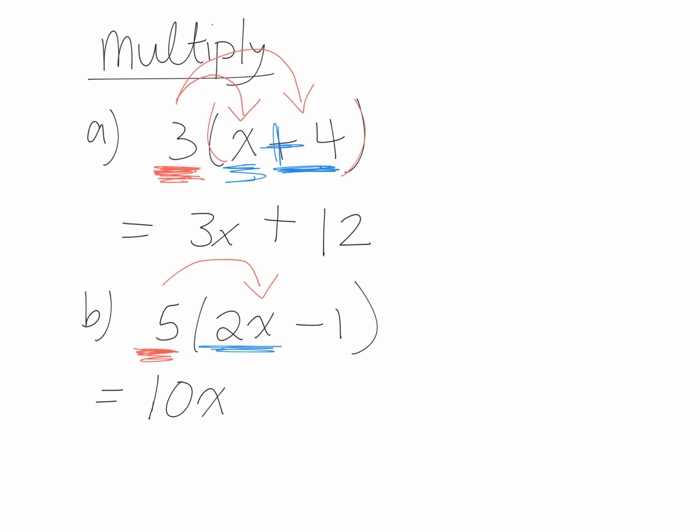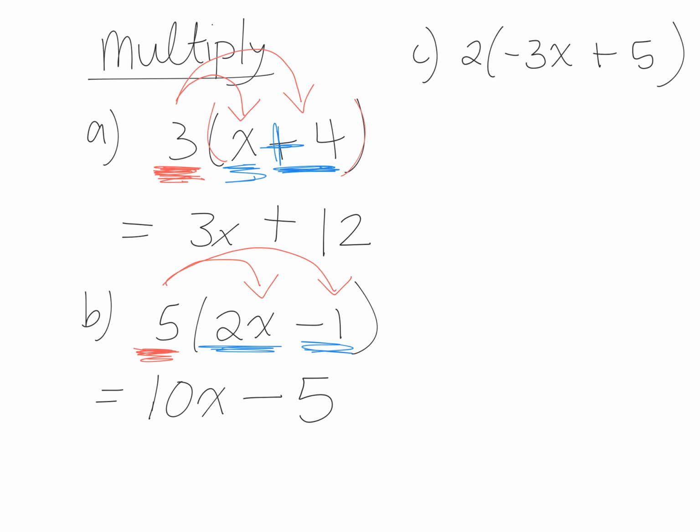Now we're taking 5 and multiplying it by negative 1. What is positive times a negative? Negative 5. That's the answer. Now we're doing C. So we're doing 2 times negative 3x, so it would be negative 6x. And then 2 times positive 5. What's 2 times 5?